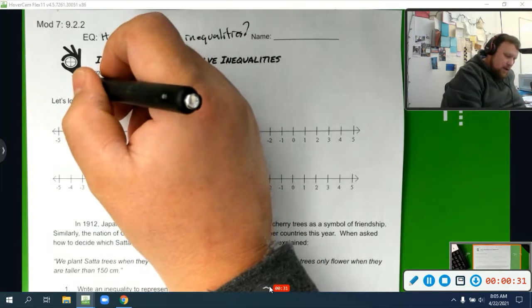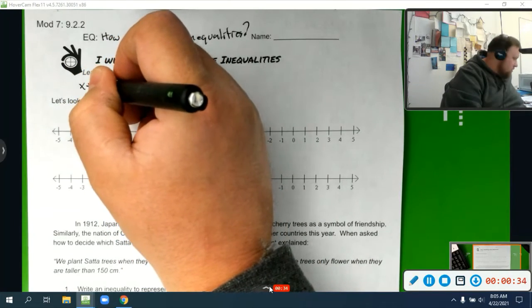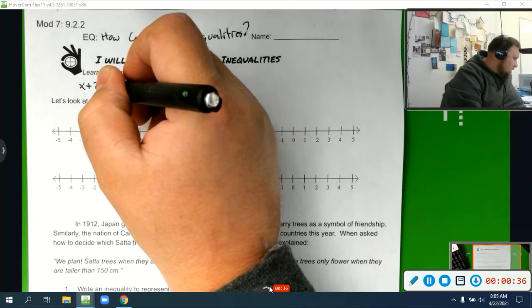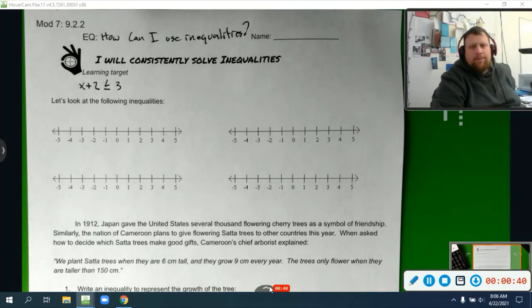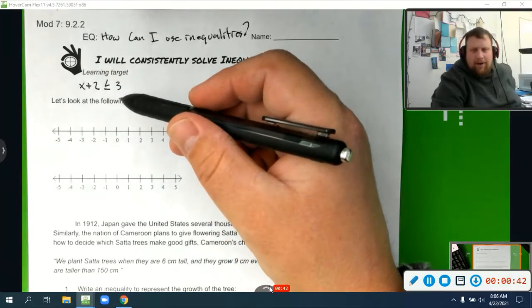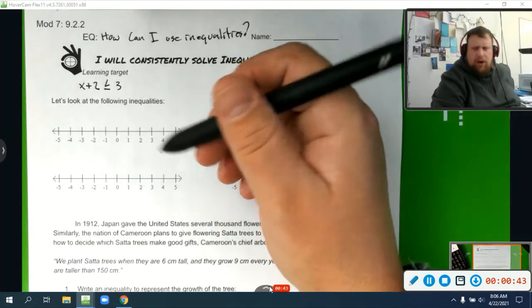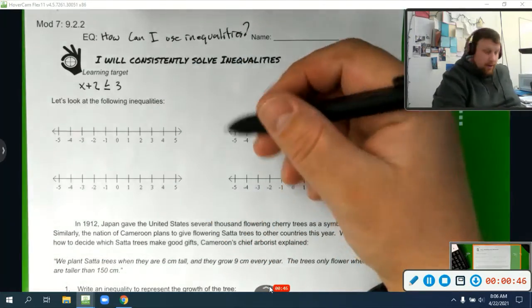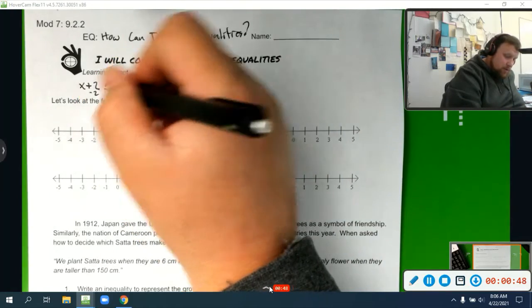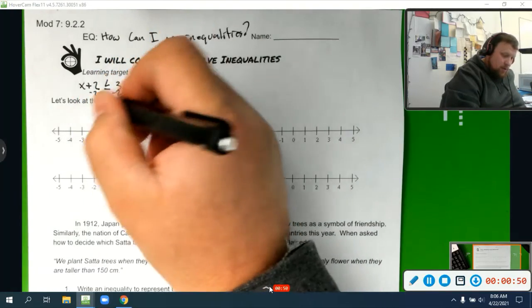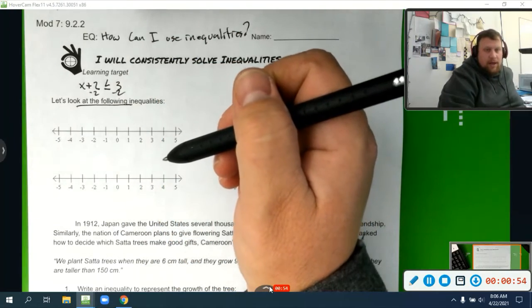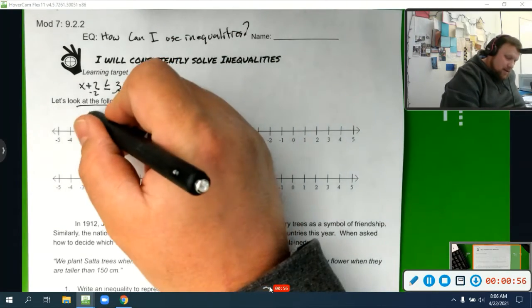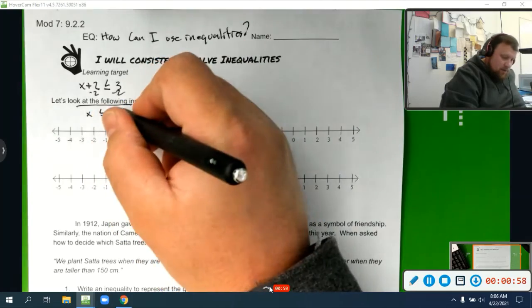Check this out. x plus 2 is less than or equal to 3. Now, let me remind you, how do I solve this problem? Well, if I put an equal sign there, everyone would be like, oh, yeah, I just subtract 2 from both sides. Okay, then do it. Let's subtract 2 from both sides. Boom. Minus 2. And what do we get? I get x is less than or equal to 1.